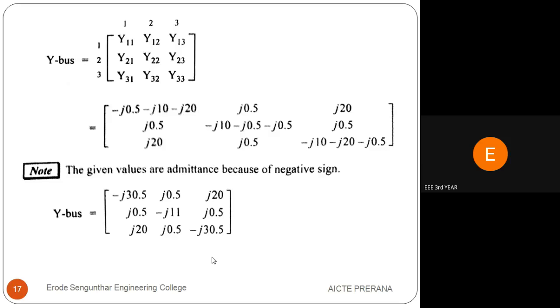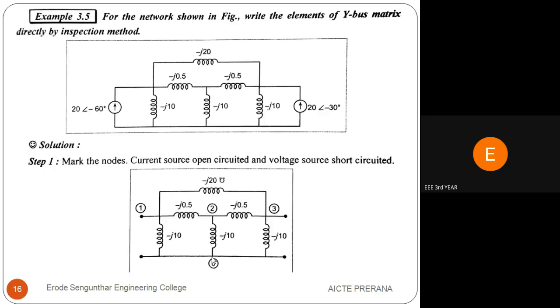To form the Y bus matrix, we know the general formula y11, y12. So from this, we have to find the value of y11. What is y11? Again, go to the circuit. The elements connected with node 1 are considered for y11. What are the elements here? 1, 2, 3. Three elements are connected. So these three elements should be added.